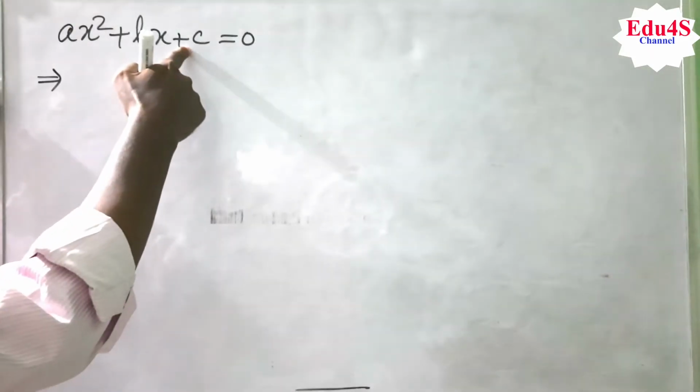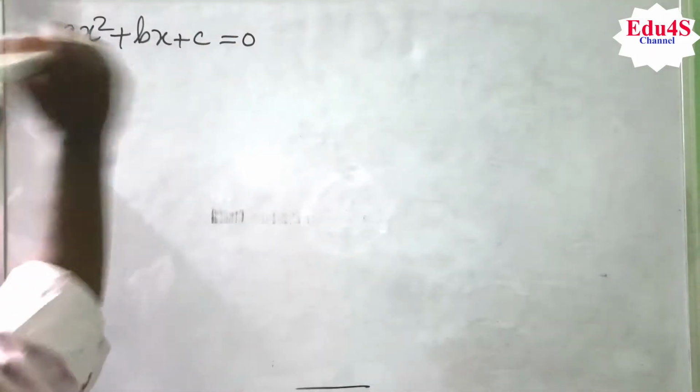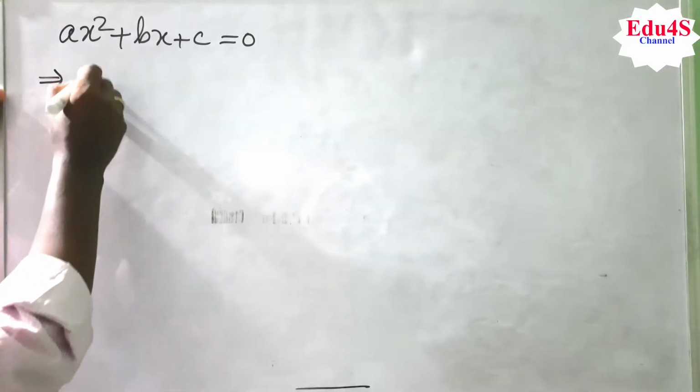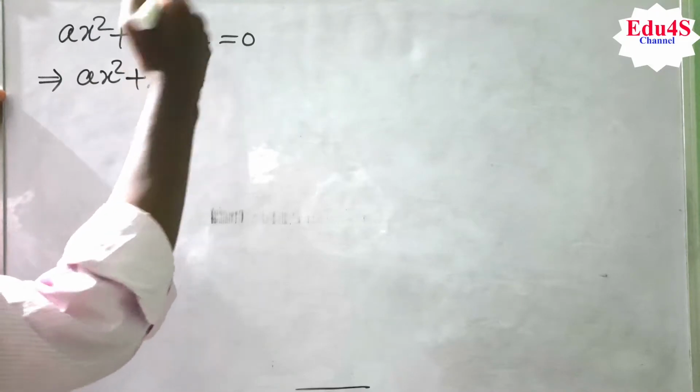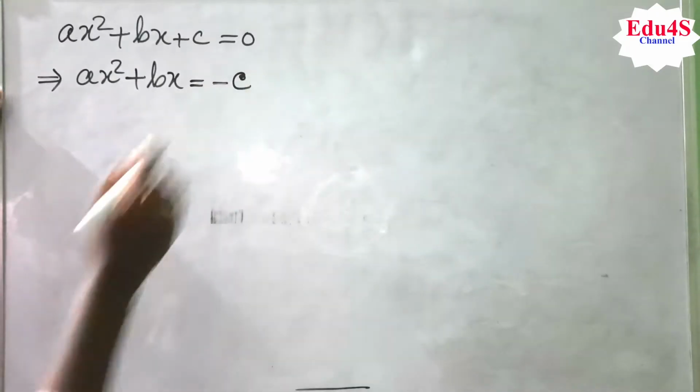First of all, you take the constant term to the right hand side. So this is our step 1. So what will you do? Right here, ax square plus bx plus c, take the constant term c to the right hand side. So you will write here minus c.